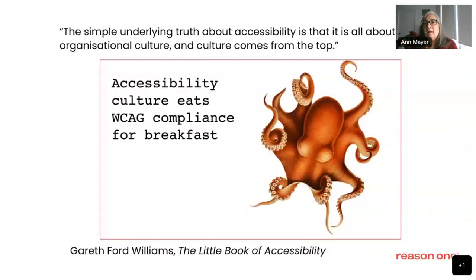So remember to design for humans, not a checklist. As this image says, accessibility culture eats WCAG compliance for breakfast. It's about the culture. You don't need to have technical knowledge to contribute to accessibility. It comes down to your organizational culture. And that culture starts with you, whatever your role. Particularly if you're in a position of leadership, tone at the top trickles down. So inclusive leadership is vital. Start with empathy, though, and accessibility for everyone will follow.